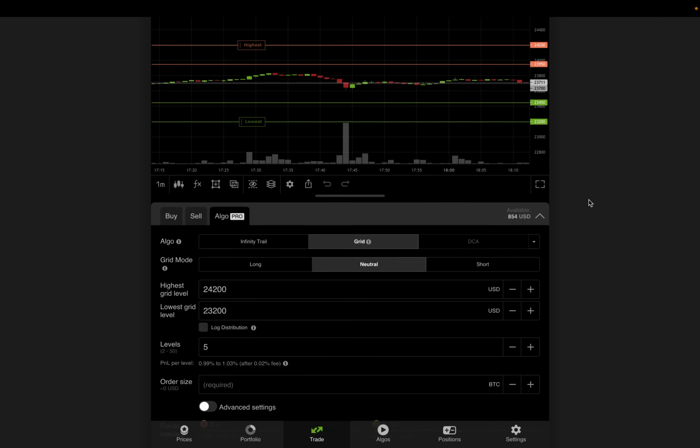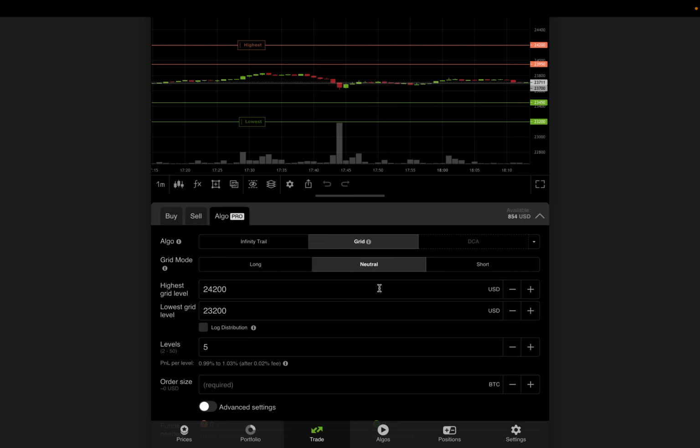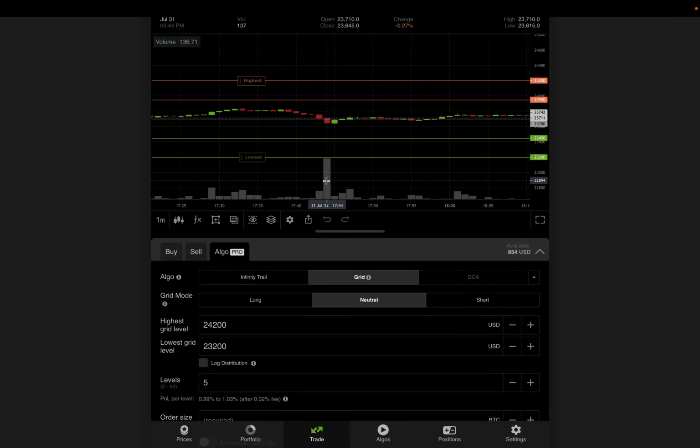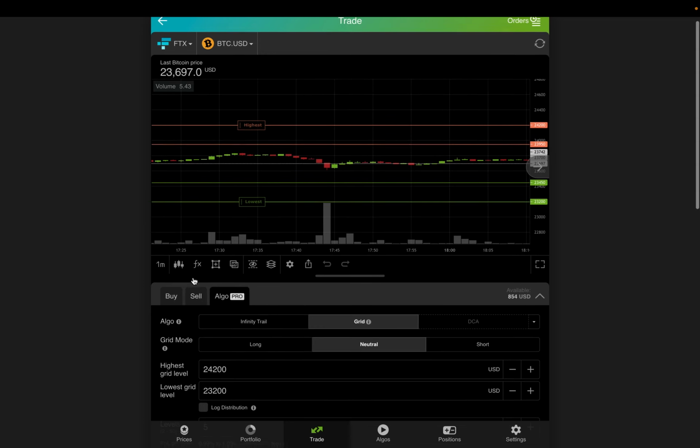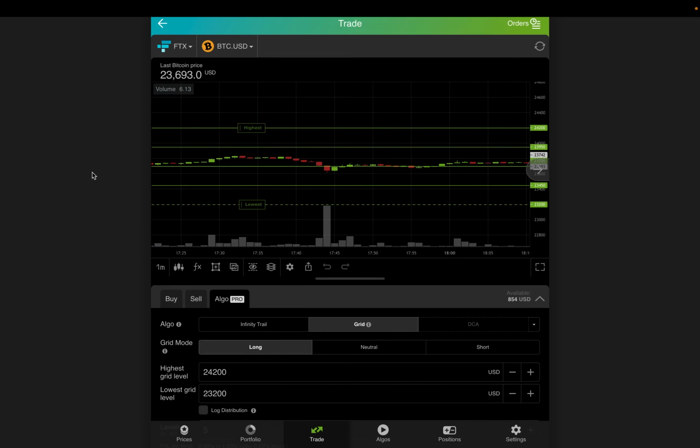The only difference is that for neutral grid, the grid 1.0 that we've previously had, to run it on spot you needed to have both, for example on BTC USD, both BTC and USD on your account. So to place sell orders here, you needed to have BTC to sell, and to place buy orders here, you needed to have USD to buy. With long only, you can run the grid on spot without having base currency, without having BTC, so you only need USD now.